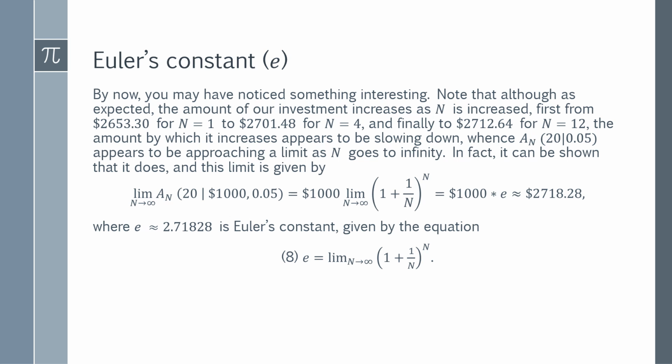And in fact, this limit is given by the limit of A sub n of 20 as n goes to infinity, which is 1,000 times the limit of 1 plus 1 over n to the nth power, which is 1,000 times e, or $2,718.28. Here e, which is approximately 2.71828, is Euler's constant, given by equation 8, which says e is the limit as n goes to infinity of 1 plus 1 over n to the nth power.